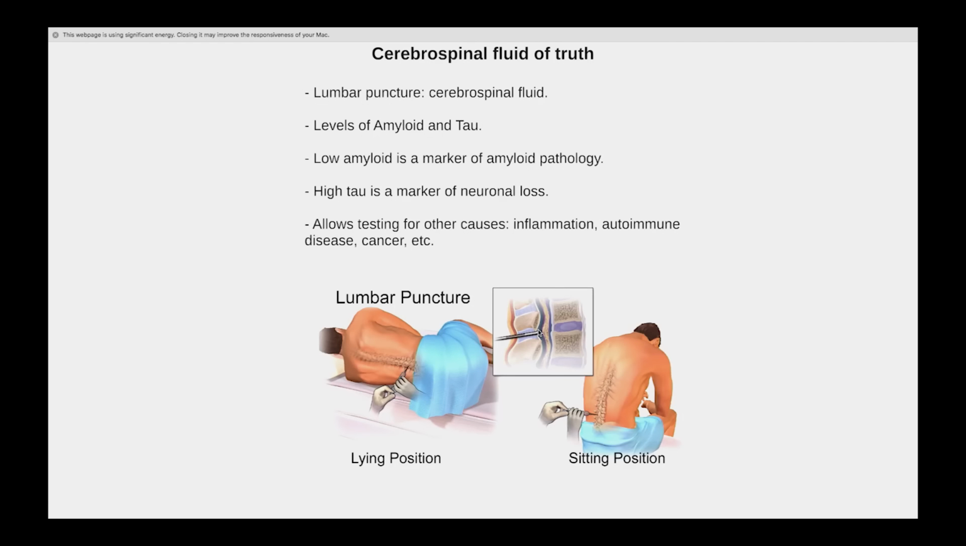So it contains information that is also important to the brain. And once we get this fluid, we send it to the lab, and it comes back with a report where they show us the levels of the amyloid protein and the tau protein in the fluid. Now, this may not make a lot of sense, but bear with me.